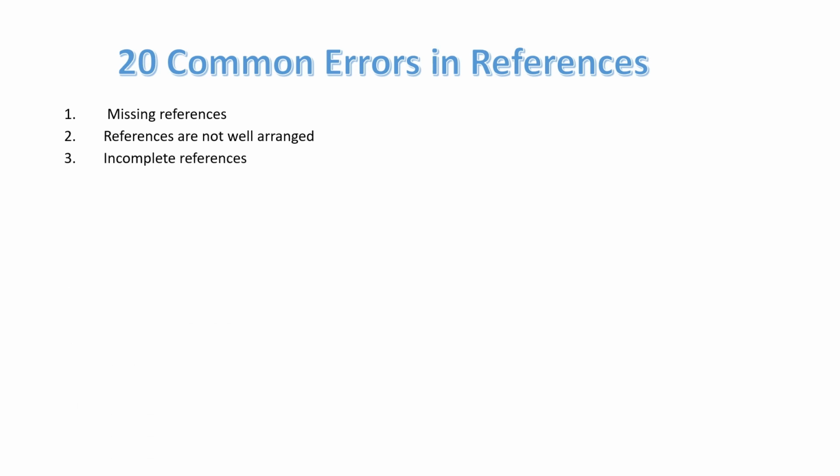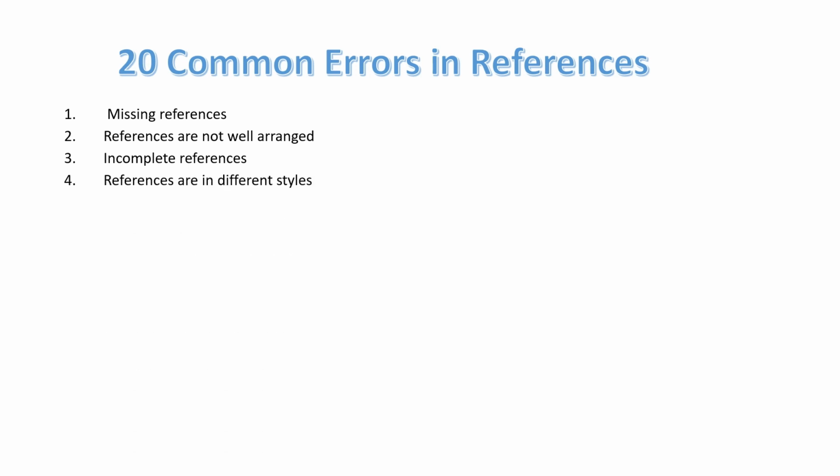And then the incomplete references. When we check the references of the students in the reference list, we see that the volume is missing in some references, some page numbers are missing, in some references titles are missing. So you should have all components of references in a reference list.